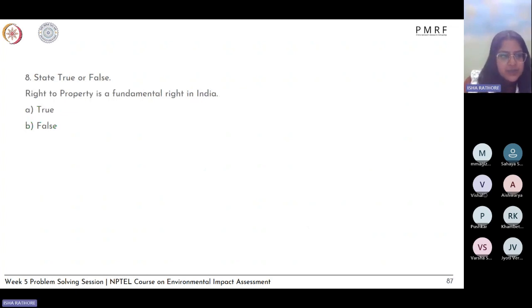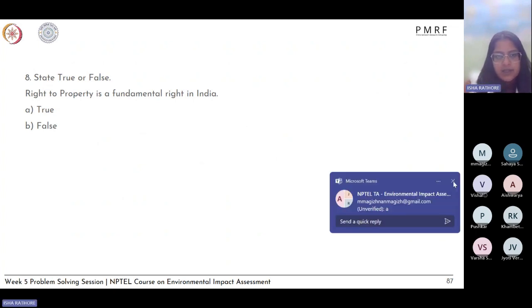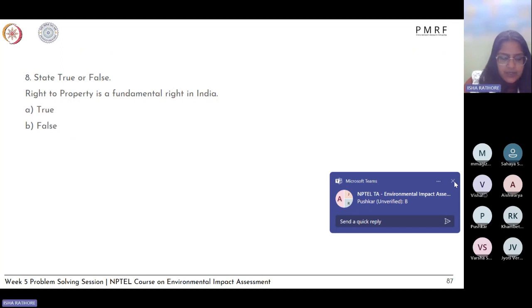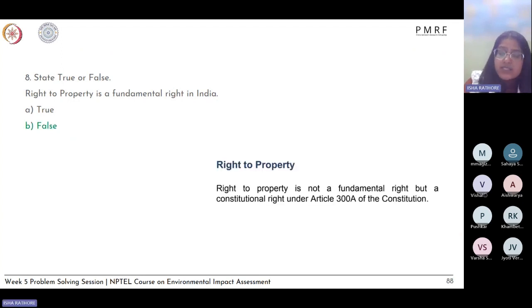Okay, moving on to the next question. State true or false: right to property is a fundamental right in India. Is this statement true or false? Okay, we have an answer A. We have a contradicting answer B. I've emphasized this in our revision as well. Okay, we have another answer B. Okay, so B is the correct answer.